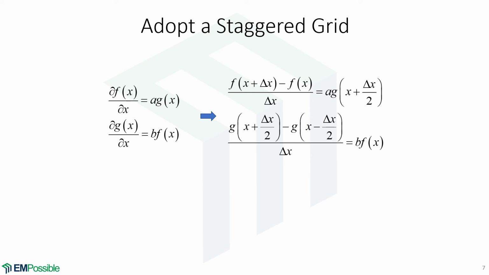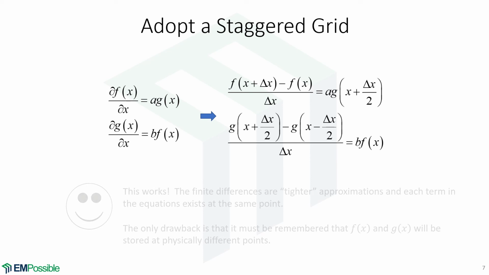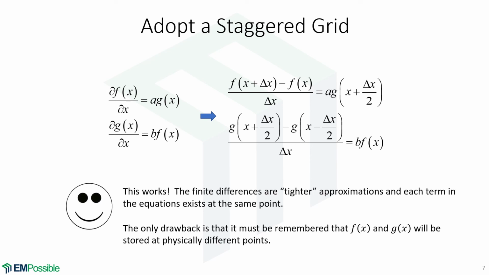Then down here, since g is existing at the sort of half steps, we have a g at x plus delta x over 2 minus g at x minus delta x over 2. This still only spans a single delta x. The midpoint between that is x, which is right where f is defined. And that's exactly what we do. So this is good. We have nice tight finite differences. They're staggered, but all terms in the equations exist at the same point in space.